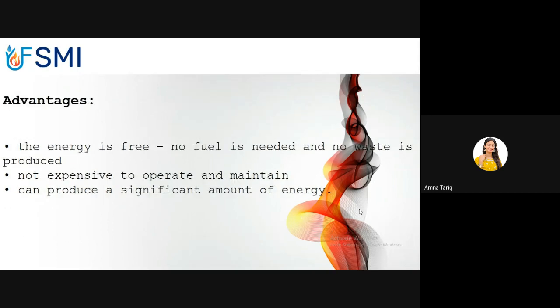What are the advantages of clean energy? The energy is free. We know that renewable energy sources need no fuel, and no waste is produced. When we use clean energy, no waste is produced. It is not expensive to operate and maintain. The installation is not expensive, and it can produce a significant amount of energy. With the help of clean energy sources, we get more energy.